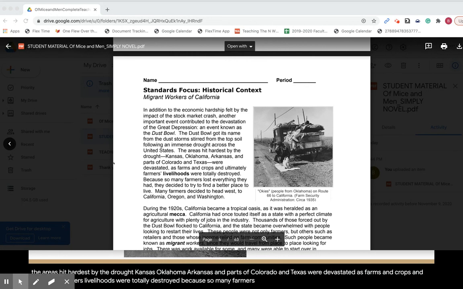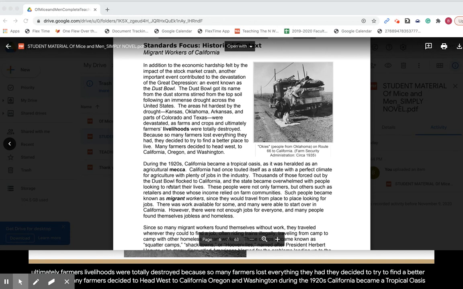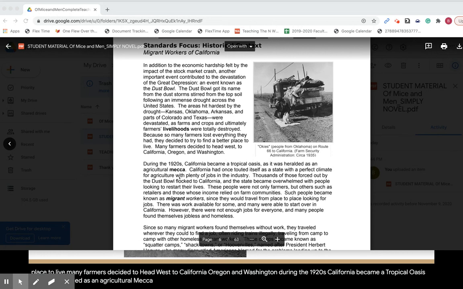Because so many farmers lost everything they had, they decided to try to find a better place to live. Many farmers decided to head west to California, Oregon, and Washington. During the 1920s, California became a tropical oasis, as it was heralded as an agricultural mecca. California had once touted itself as a state with the perfect climate for agriculture, with plenty of jobs in the industry. Thousands of those forced out by the Dust Bowl flocked to California, and the state became overwhelmed with people looking to restart their lives.